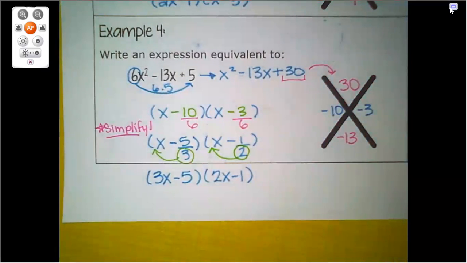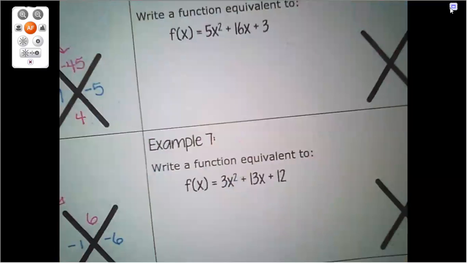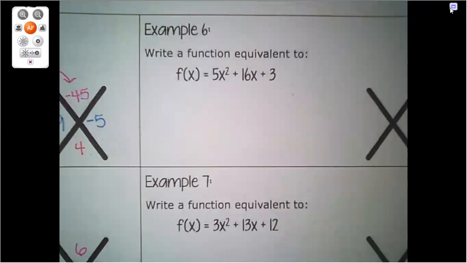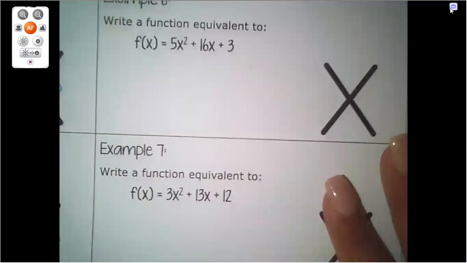Ready? All right. Next one. 5x squared plus 16x plus 3. We're going to kidnap Jesus this time. Yes, it is messed up.